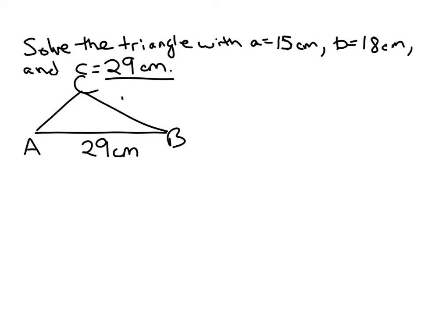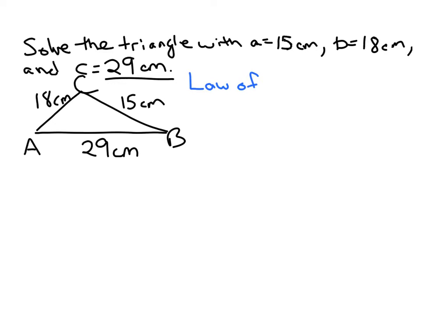So side A would be over here across from angle A, 15 centimeters, and side B would be across from angle B, 18 centimeters. Okay, so I always prefer to use law of sines if I can. But to use law of sines, you need one complete set with information that you know. So you need an angle and the corresponding side for one of these angles. And since we don't know the values of any of the angles, we can't use law of sines. We don't have a complete set, an angle and a corresponding side, which means we're going to have to use law of cosines.